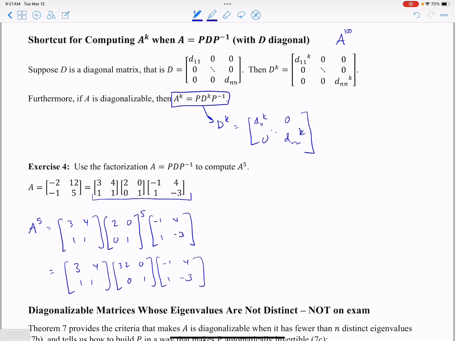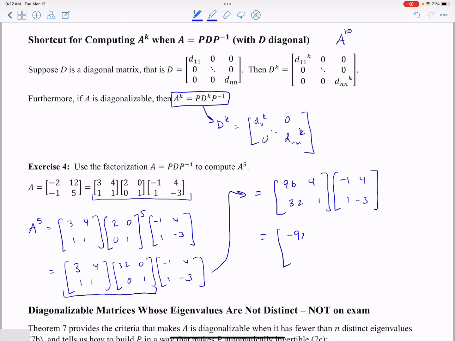And then we can multiply out. I multiplied these first two, and now I'm going to multiply by that third matrix. And I get -92, 372, -31, and 125. So that's a whole lot easier than multiplying A times itself 5 times. And really where this comes in handy is when you're trying to raise to a very large power. So 5 is not that large, but if you wanted to do to the 100, the 1,000.